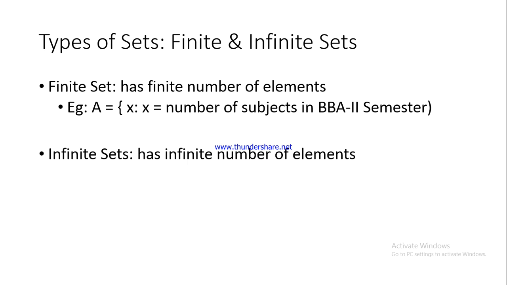Now let us talk about the infinite sets. As I've told you, an infinite number of elements would be there. Example: A is equal to {x such that x is an even number}. So basically this is a set of all the even numbers: 2, 4, 6, 8, 10, 12, 14, stretching up to infinity, and that is why this is an infinite set. So these are the differences between the finite and infinite set. Very, very simple.